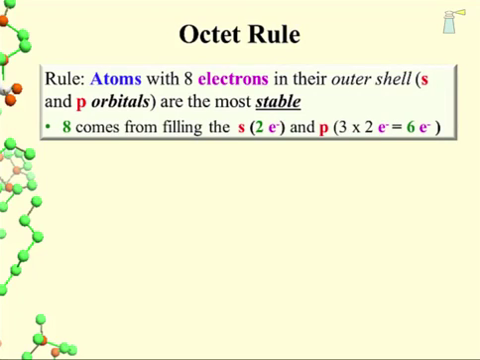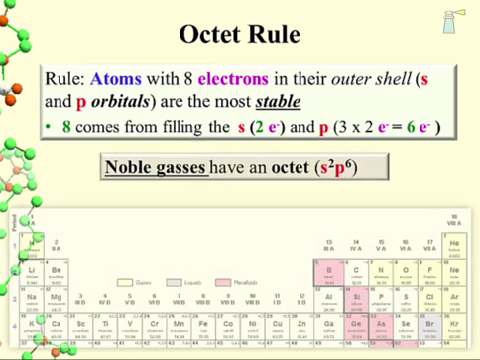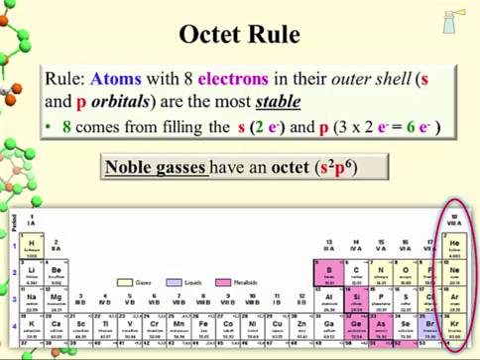The 8 comes from filling the s orbital, 2 electrons, and the 3 p orbitals, each holding 2 electrons for a total of 6. 2 plus 6. Noble gases have an octet, s2 p6. One can also see that they fall under the heading of 8A.